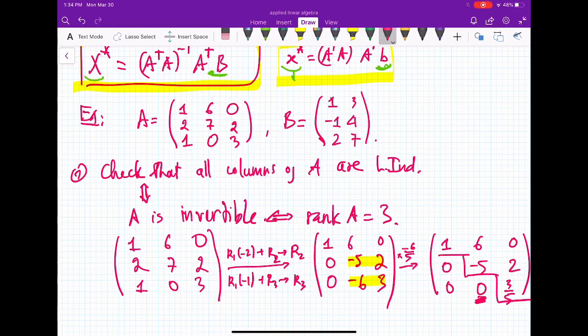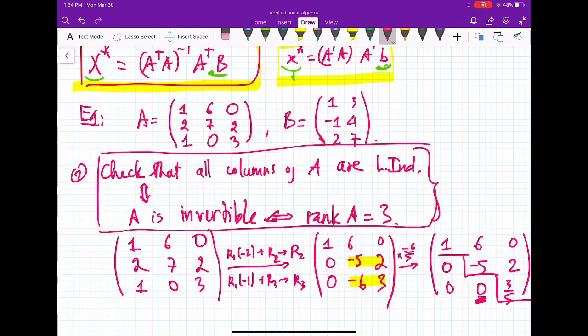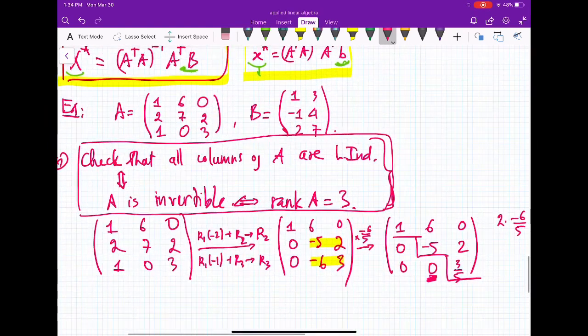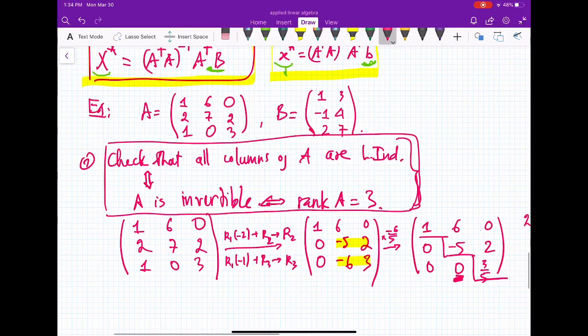I mention again, in this case, we have a square matrix. So that's all we have, right? But usually if you don't have a square matrix A, you need to check that. Probably just check the rank of the matrix. If the rank of the matrix is equal to the number of columns, then all columns are linearly independent. Okay. All right.